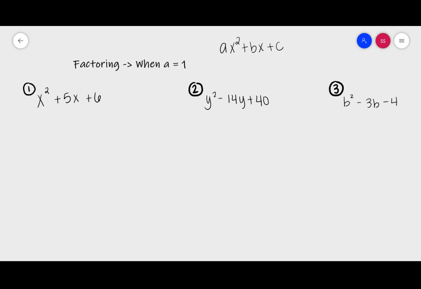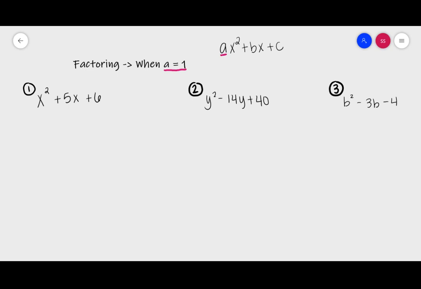This topic is factoring. Factoring is taking a polynomial and breaking it into its factors that multiply to get that polynomial. So this particular factoring is when a is 1. A is the coefficient in front of the x squared or variable squared. So all three of these examples are examples when a is 1 because there's not a coefficient in front of the squared term, meaning it's a 1.